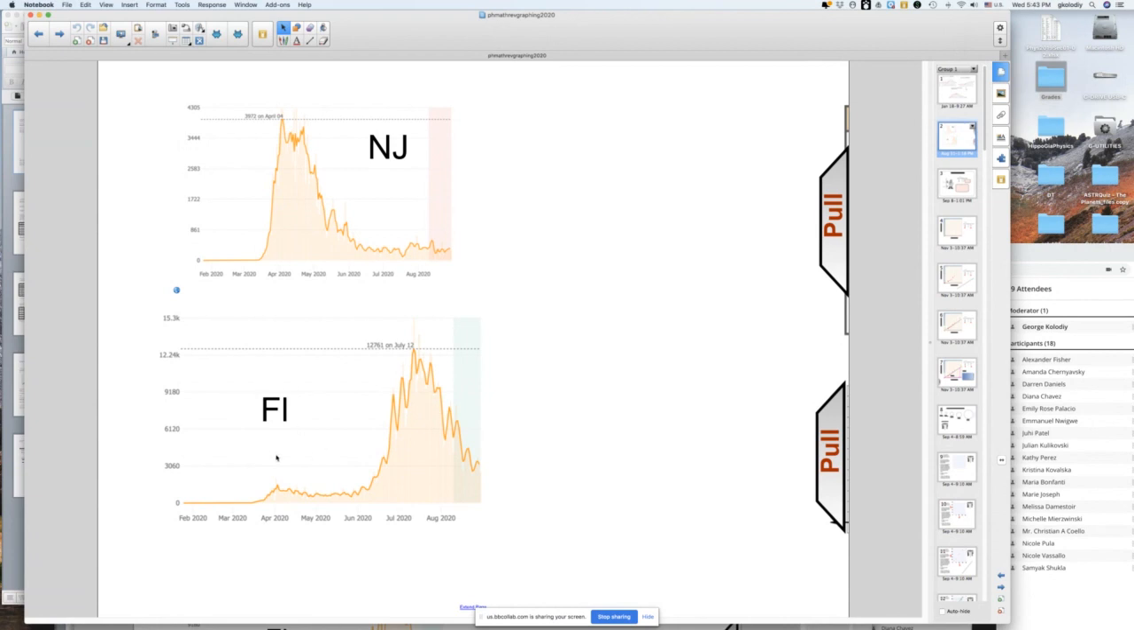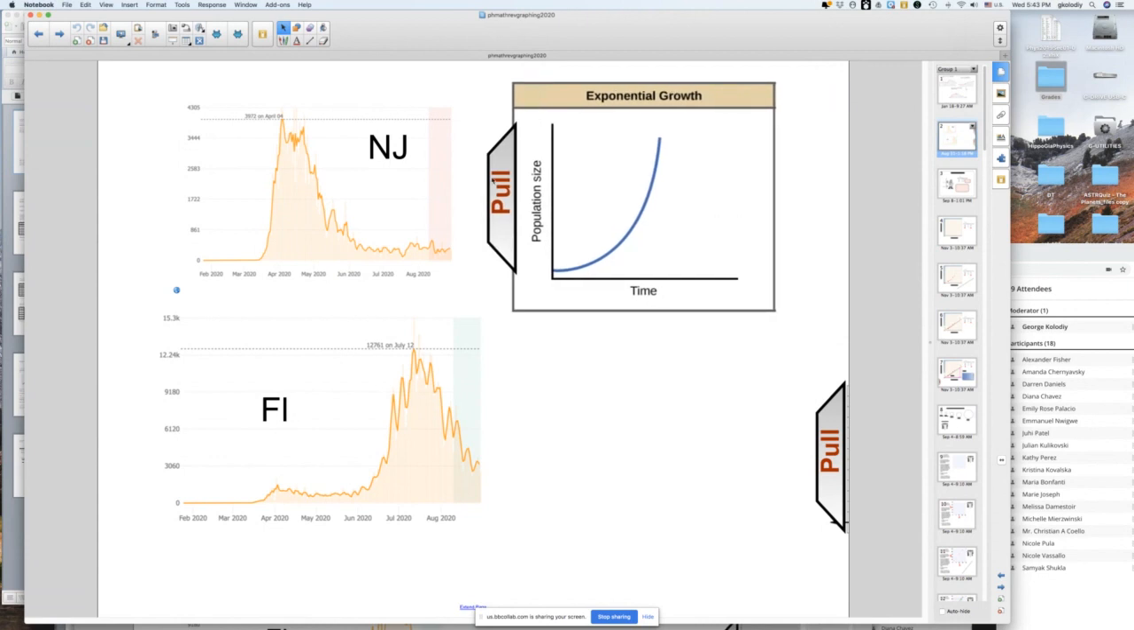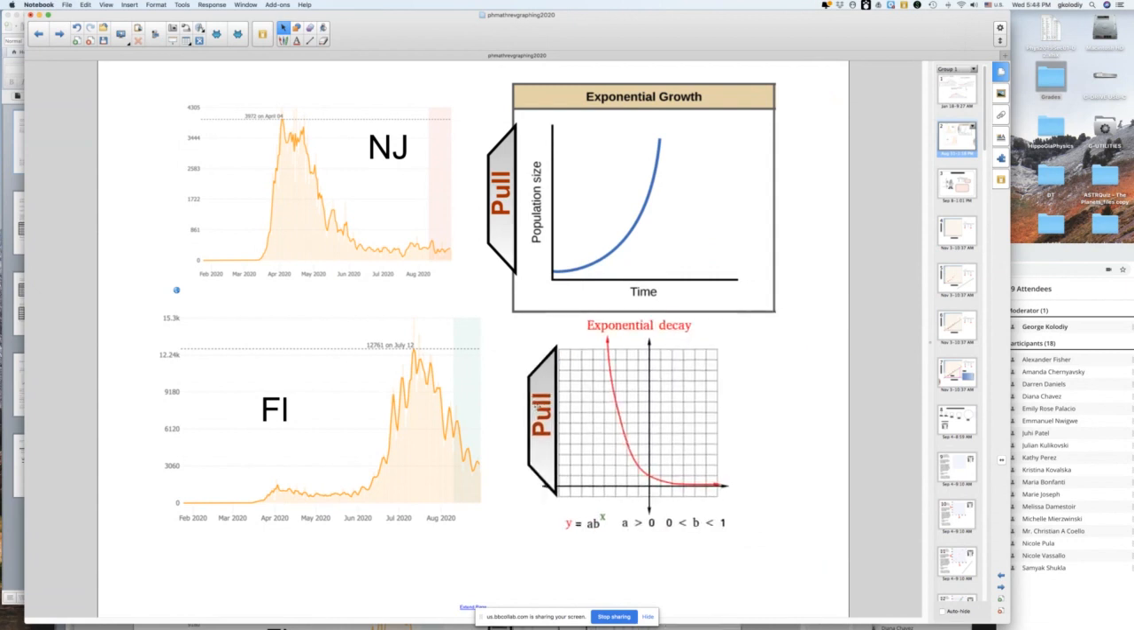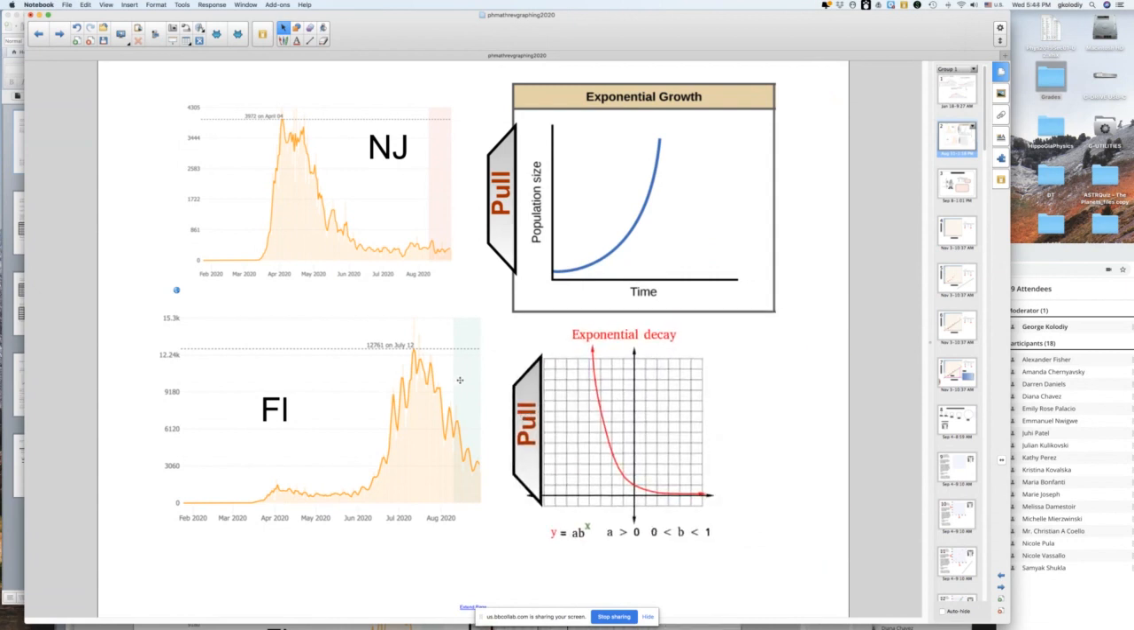So these are graphs of something called exponential growth. And exponential growth generally will look like this. This would be a perfect exponential growth, like population growing. Exponential growth means something doubles every given amount of time. And it also goes the other way, exponential decay. And so basically, the left side of the graph is approximately exponential growth, and the right side is approximately exponential decay. It's approximate because that's the way life is.